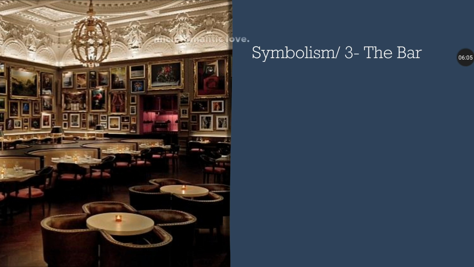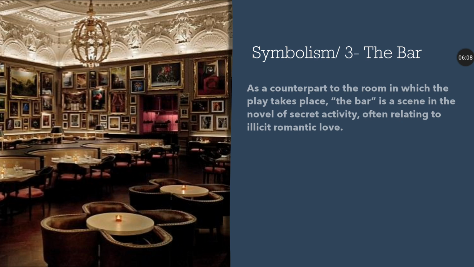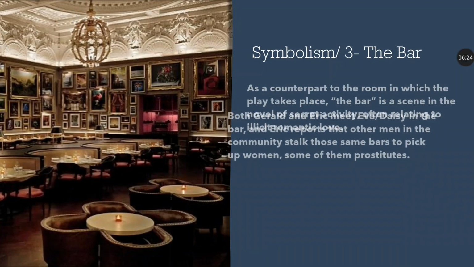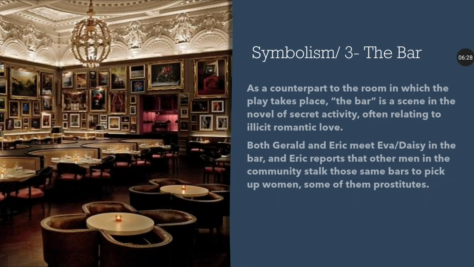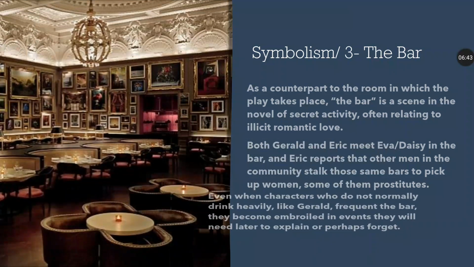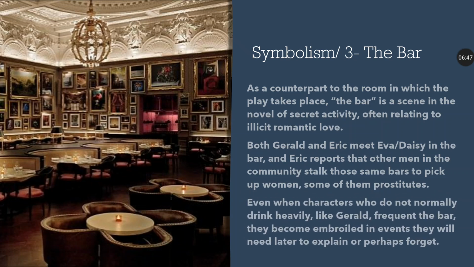Symbolism number 3 is actually the bar. What do we learn about that? As a counterpart to the room in which the play takes place is the bar. The bar is the setting in the play of secret activity, often relating to illicit romantic love. Both Gerald and Eric meet Eva Daisy in the bar, and Eric reports that other men in the community frequent those same bars to pick up women. Some of them are prostitutes. Even characters who do not normally drink heavily, like Gerald, frequent the bar, and they become embroiled in events that we'll need later to explain or perhaps forget.